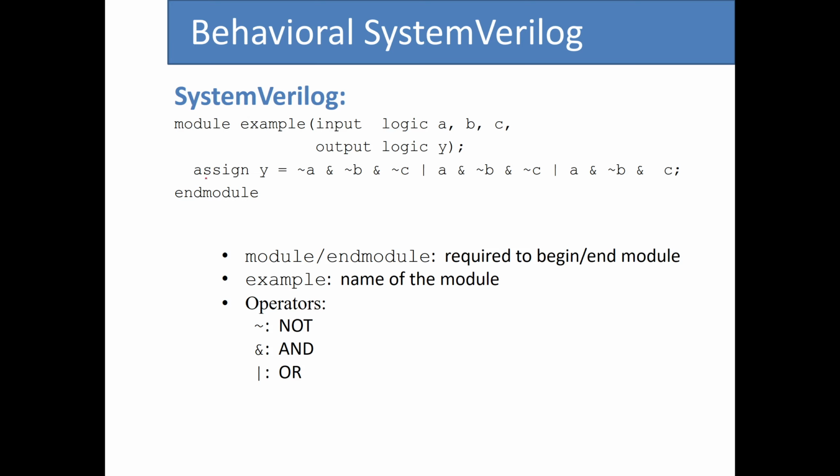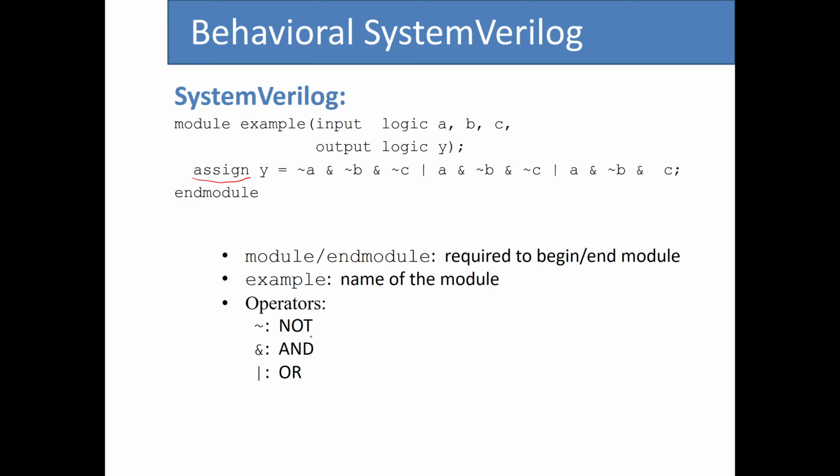As for the functionality of the module, we have this assign, which is another keyword in System Verilog, and then we have y equals tilde a and tilde b and tilde c, or a and tilde b and tilde c, or a and tilde b and c, right? So now that I read it out loud, you can see what it means, right? Except for the tilde, right?